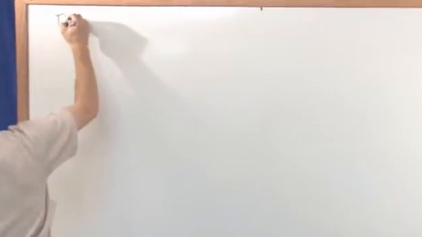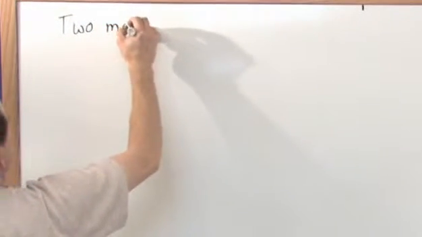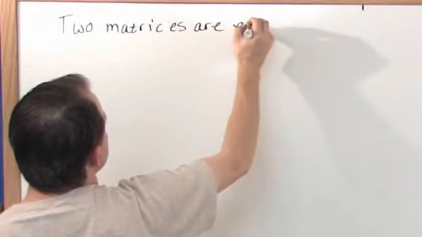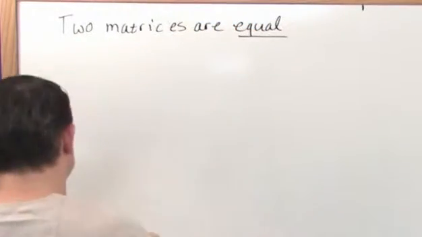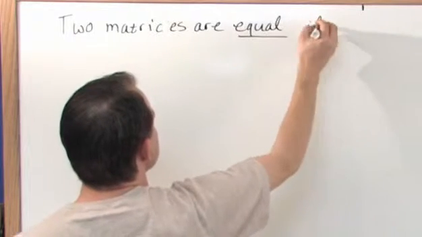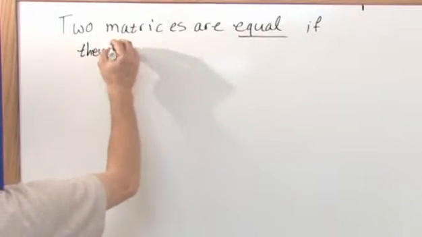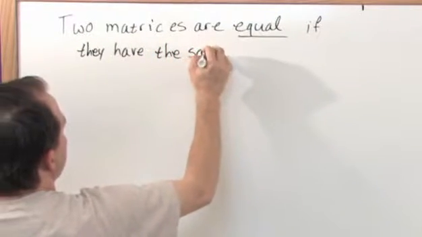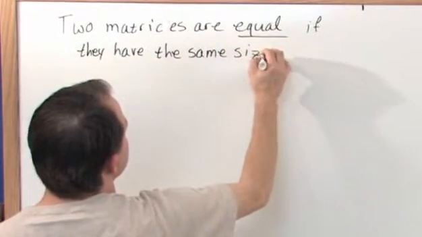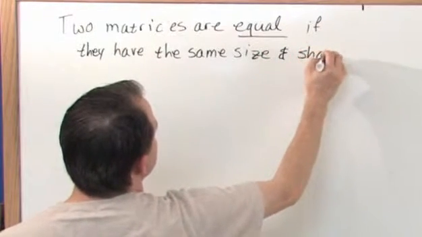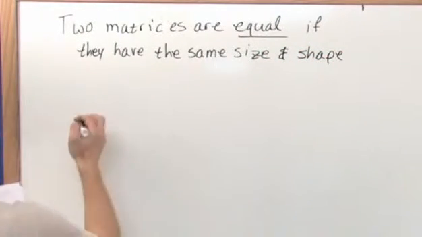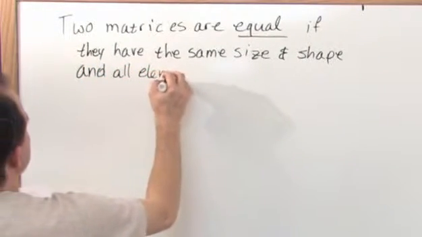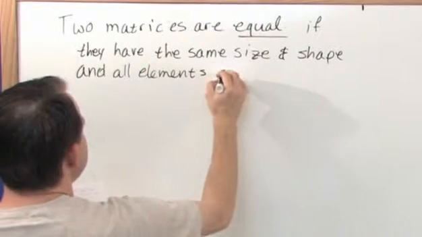So we say that two matrices are equal if they have the same size and shape and all elements are equal.